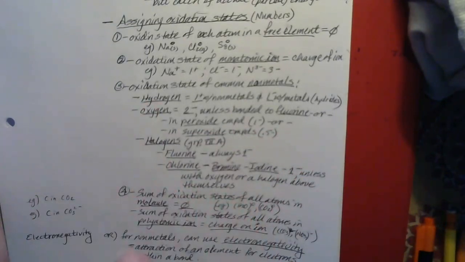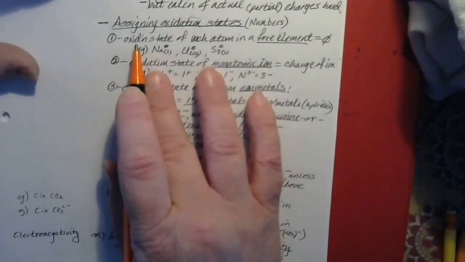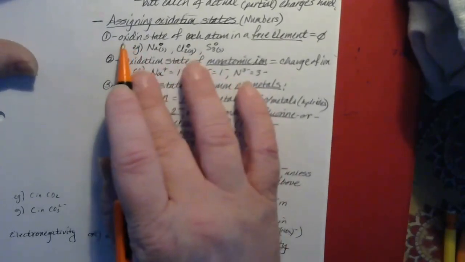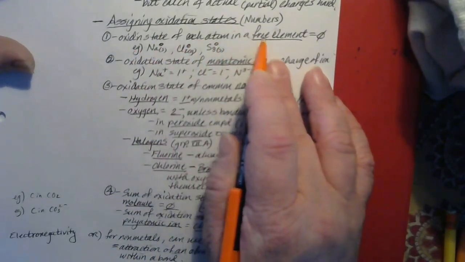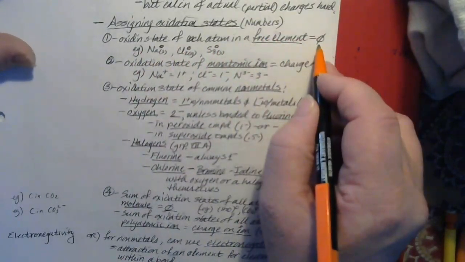So we're looking at the charge on each individual atom of each element in the reactants and the products. So for assigning oxidation states or numbers, when looking at oxidation reduction reactions, the first rule is that the oxidation state of each atom in a free element, that is an element that's not bonded to anything else, is 0.